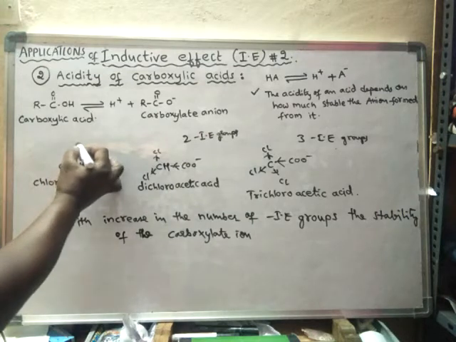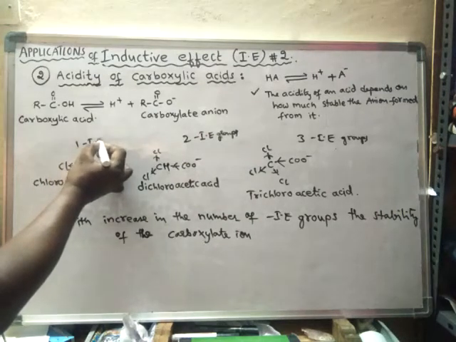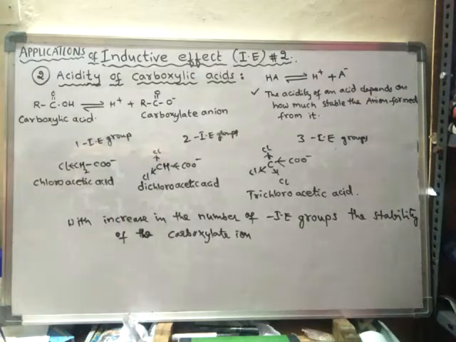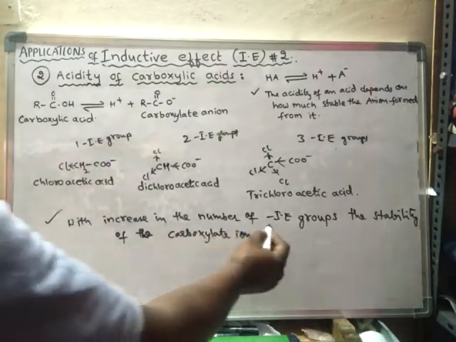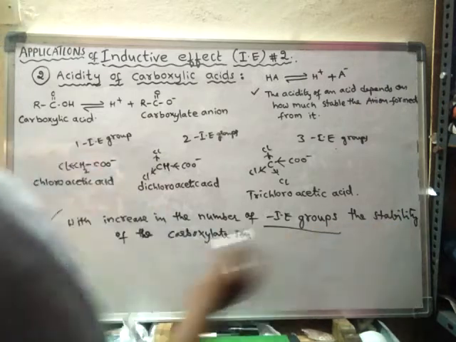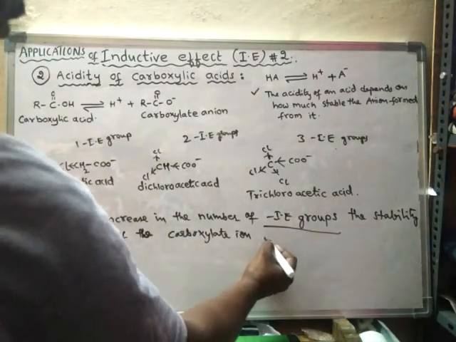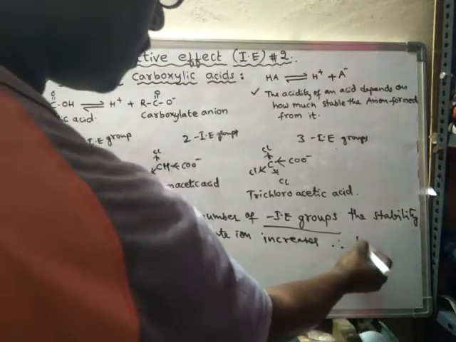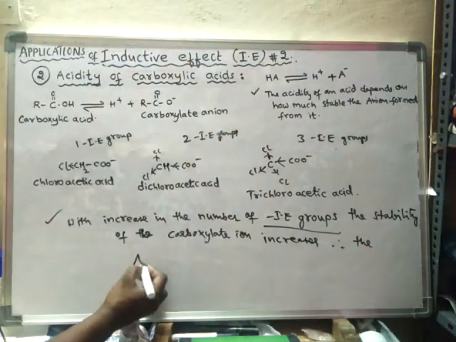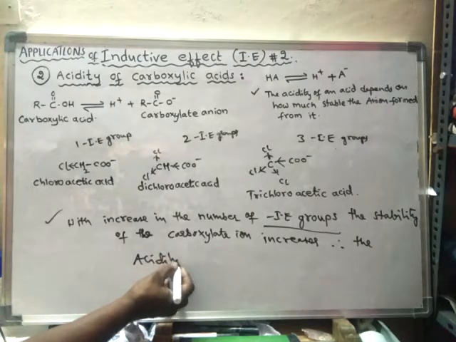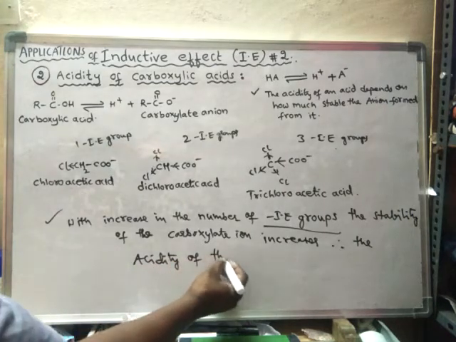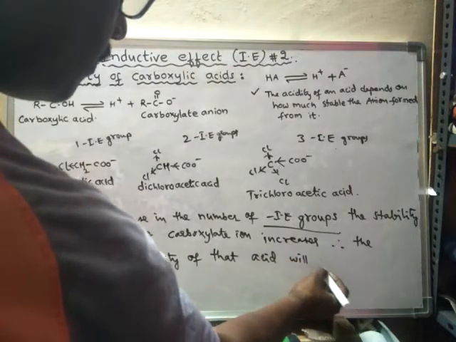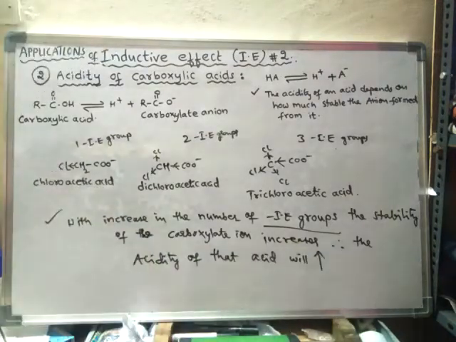But here only one minus I effect group is present. So with an increase in the number of minus I effect groups, the stability of the carboxylate ion increases. Therefore, the acidity of that acid will increase.